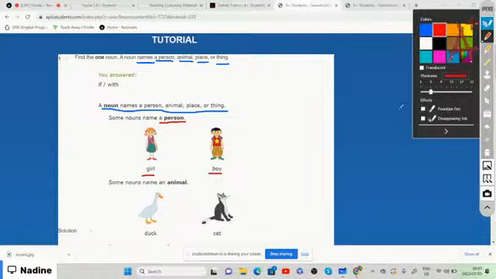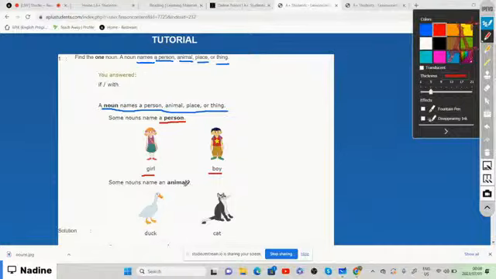Or the name Caleb or something. You can then just identify them as maybe a girl, right? The girl kicks the ball, right? Or the boy jumps something, right? So we identify a person by saying, for example, girl or boy, right? So that is how we identify a person. So some nouns name a person.